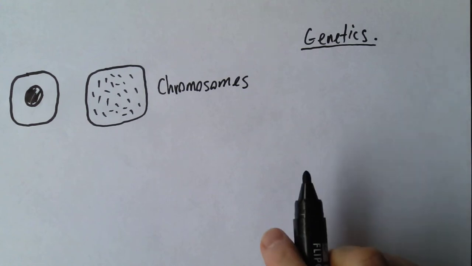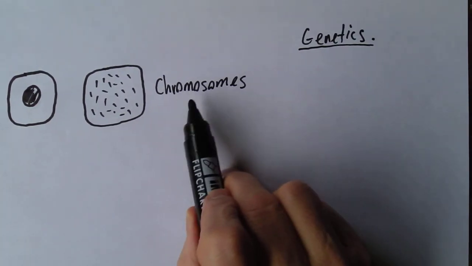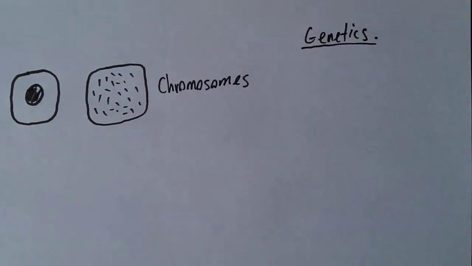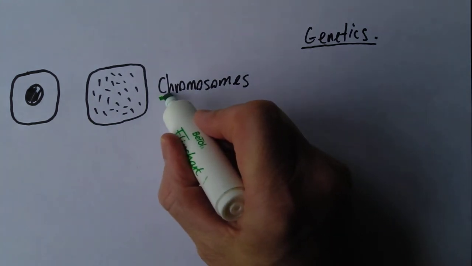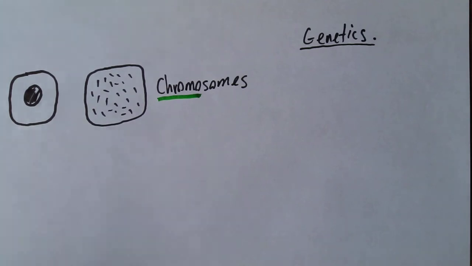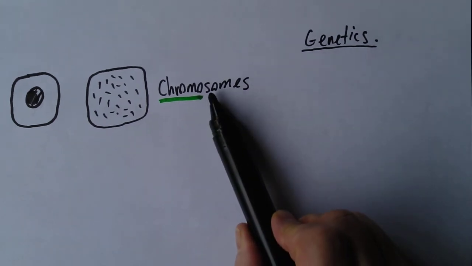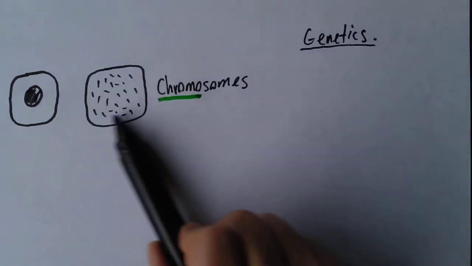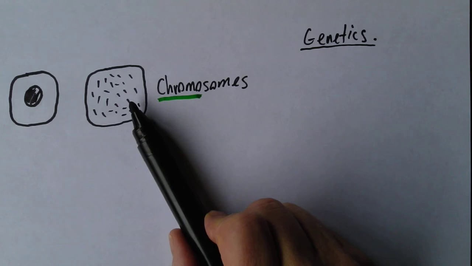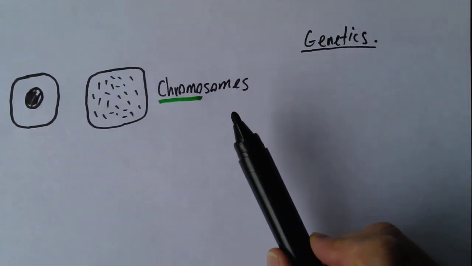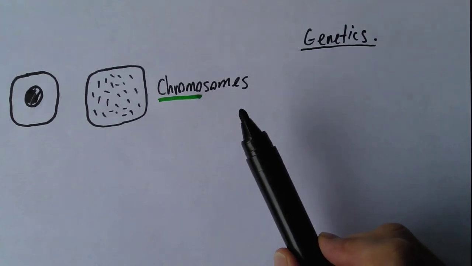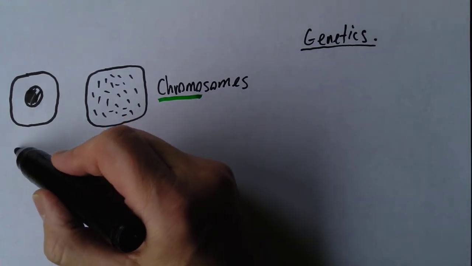These are chromosomes. Now, chromo means coloured. So the chromosomes are coloured bodies seen in the nucleus of the cell at certain stages of cell division. Now, they're always there, it's just that very often they're in a form where you can't see them. So the coloured bodies.